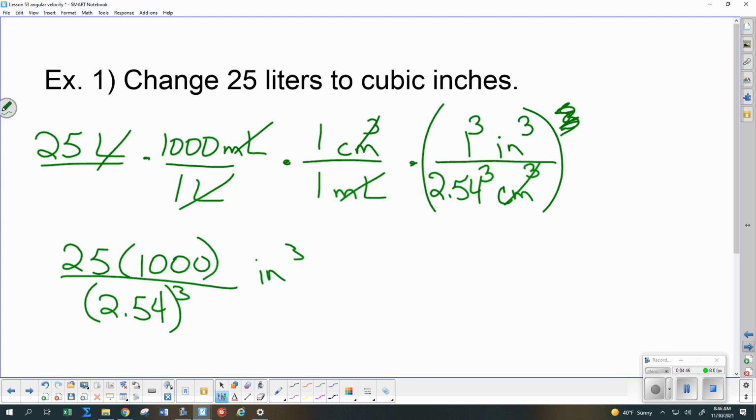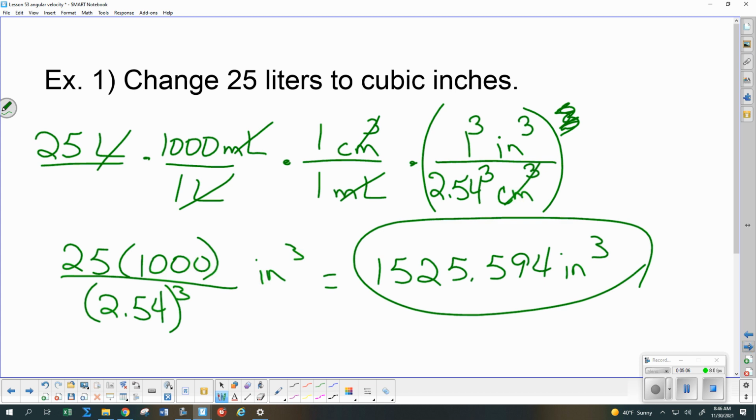And who has already punched that in on a calculator for me? And what did you come up with? So 1,525.594. Did others get the same thing as Amy? And there is our approximate answer. Questions with that?